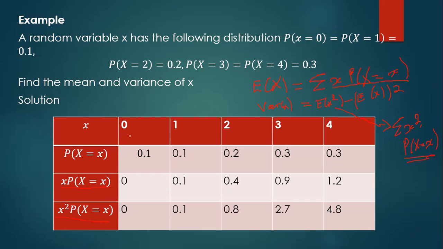So we now first get x and square it. So we get 0 squared. That generates for us a 0. Then we multiply it by 0.1.